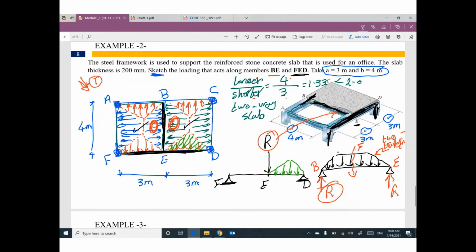And we have another little triangle. This little triangle is assigned to this part.